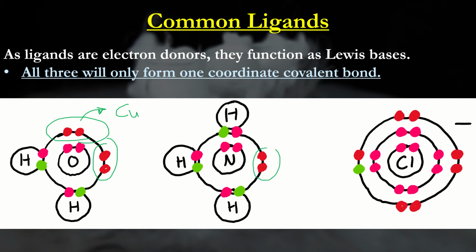We have ammonia, so that can form one bond with the copper. We can also see this with the example here of chloride. Although there are 4 potential lone pairs we could use, it will only ever form one bond with that specific cation because the other ones would be facing in the opposite orientation.